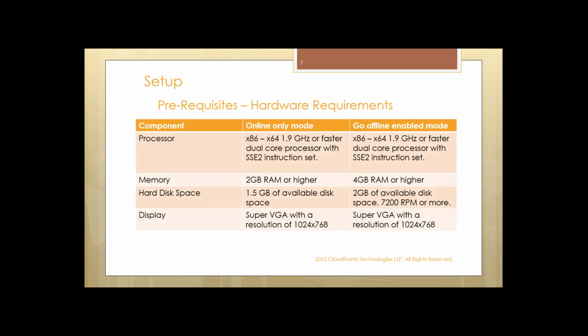So before we set up, there are some prerequisites. We'll take a look at the hardware requirements and the software requirements. The hardware requirements are that your system should be at least 32-bit or 64-bit with 1.9 gigahertz or faster processor. Memory needed is 2 GB for online mode, and for offline mode is 4 GB. The hard disk space required to use CRM for Outlook in the online mode is 1.5 GB, and for offline mode is 2 GB. And your standard minimum resolution should be 1024 by 768.